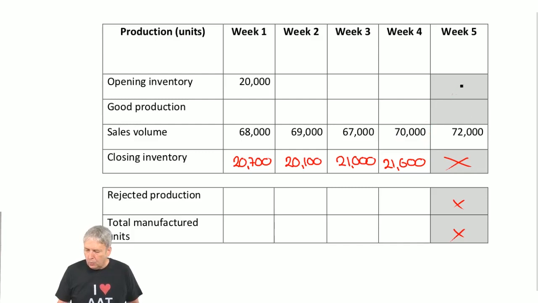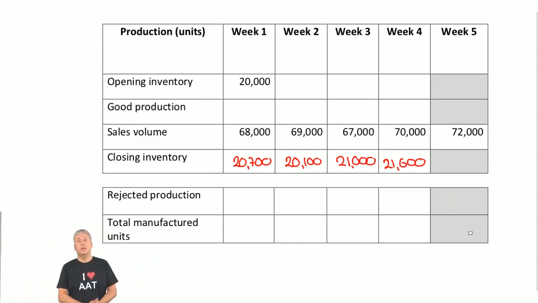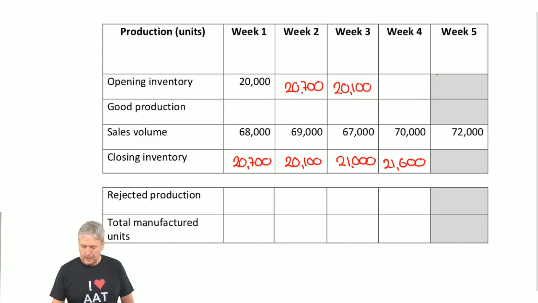Now, we've established what the closing inventory is. What's the relationship between closing inventory and opening inventory? Well, most definitely yes. The relationship is simply this. The closing inventory in one period will become the opening inventory in the next. So if the closing inventory in week 1 is 20,700, we simply copy that in to week 2. And so on and so forth.